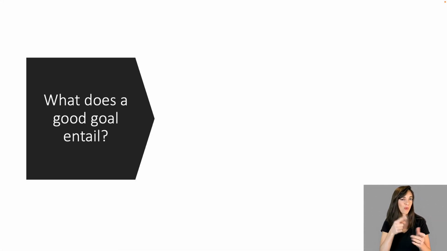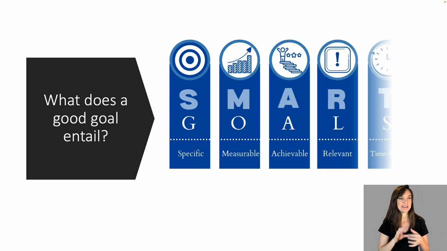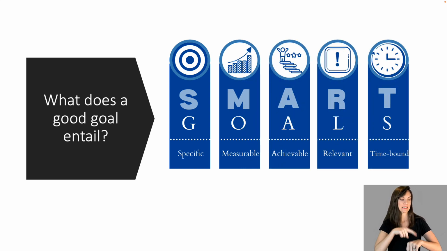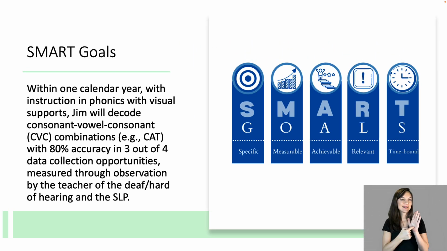But what does a good goal look like? Goals must be SMART, meaning specific, measurable, achievable, relevant, and time-bound. Let's look at an example of a SMART goal. Within 1 calendar year, with instruction in phonics with visual supports, Jim will decode consonant-vowel-consonant combinations, for example, cat, with 80% accuracy and 3 out of 4 data collection opportunities, measured through observation by the teacher of the deaf and hard of hearing and the SLP.